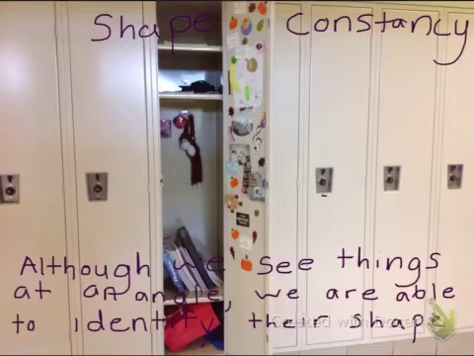Shape constancy allows us to identify shapes regardless of what sensation tells us. In this image, the locker seems very narrow. Thanks to shape constancy, we recognize that it's actually wider.